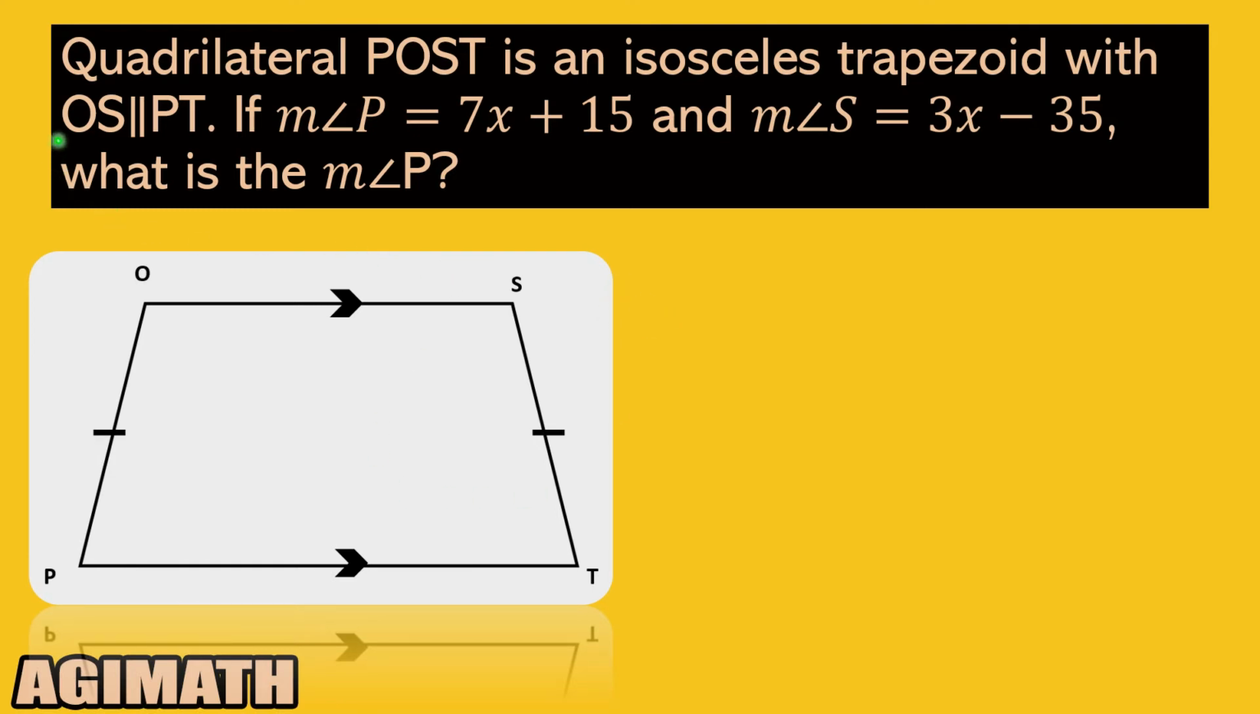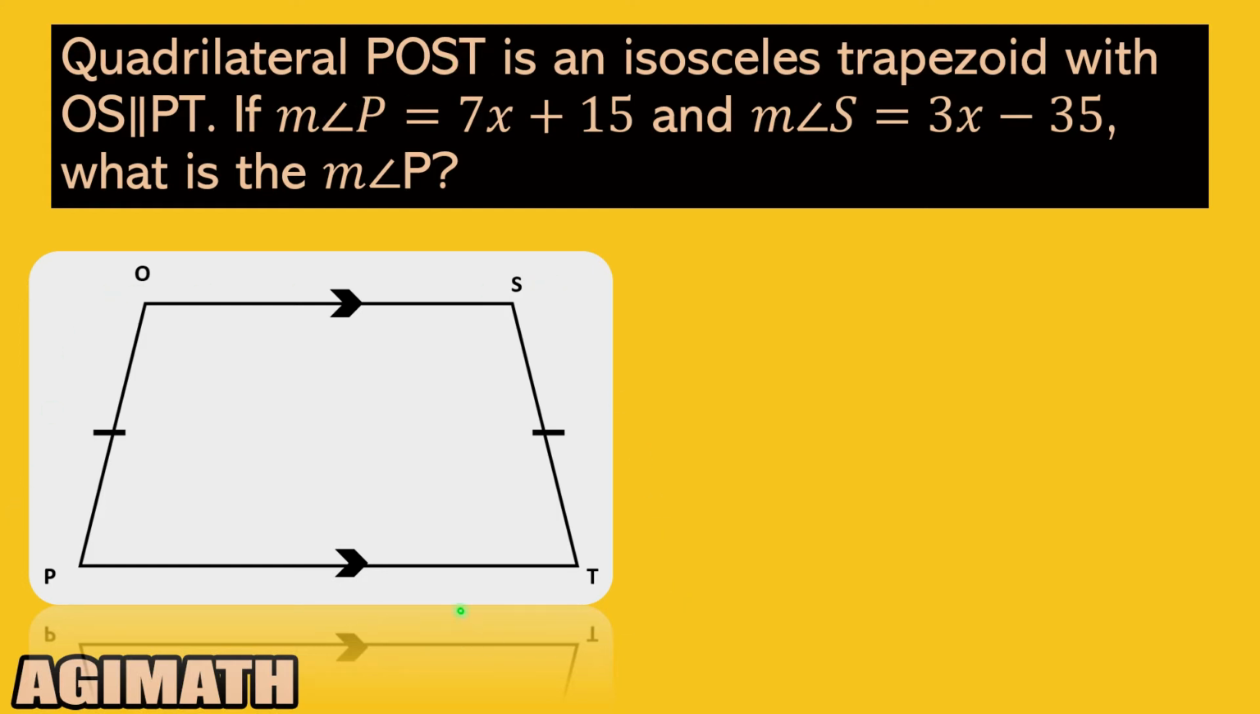When you have this one, it means that OS and PT should be the bases, the upper base and the lower base, because the other pair of sides are not parallel. The congruent sides of the isosceles trapezoid are not parallel. And then, it is also important that you know how to put the vertices P, O, S, and T.